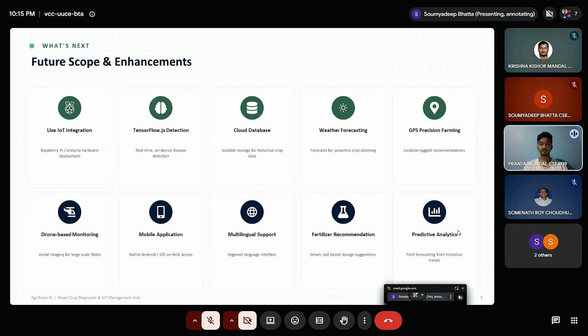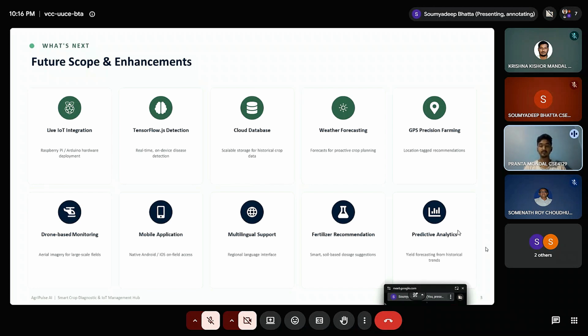First, we plan to transition from simulated telemetry to live IoT integration using dedicated Raspberry Pi or Arduino hardware deployments. Second, we aim to implement Edge AI processing by leveraging TensorFlow for detection, allowing real-time on-device disease detection directly in the browser without server round trips.